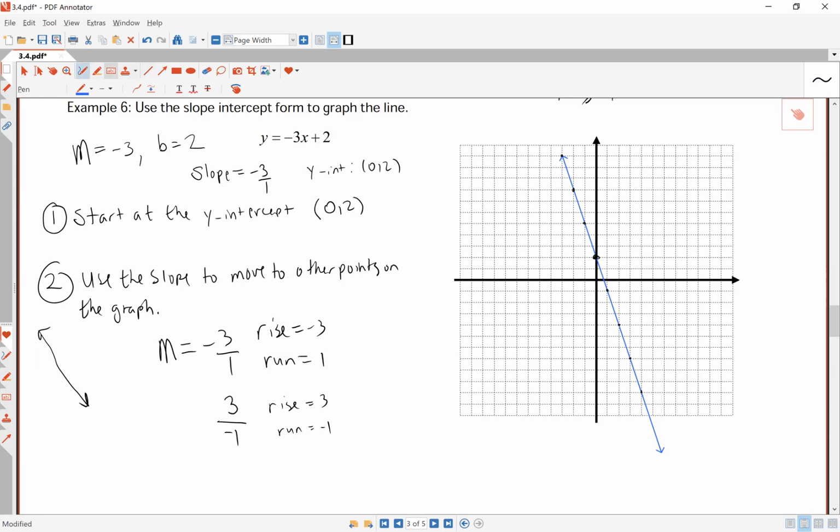I just want to check one of these points to make sure it works, and I'm going to check this one here. That's over 1, 2, 3, 4. So if I plug in x equal to 4 into this equation, I should get down 10, so -10. The equation says y equals -3 times x plus 2, and if x is 4, that's -12 plus 2, which is -10. Just a double check there to make sure I've graphed my line correctly.